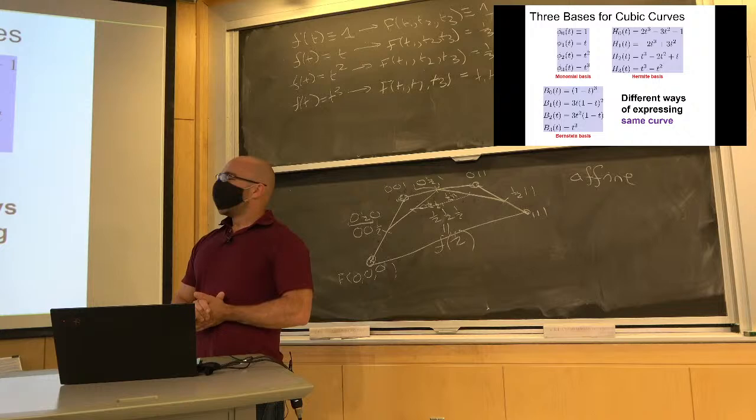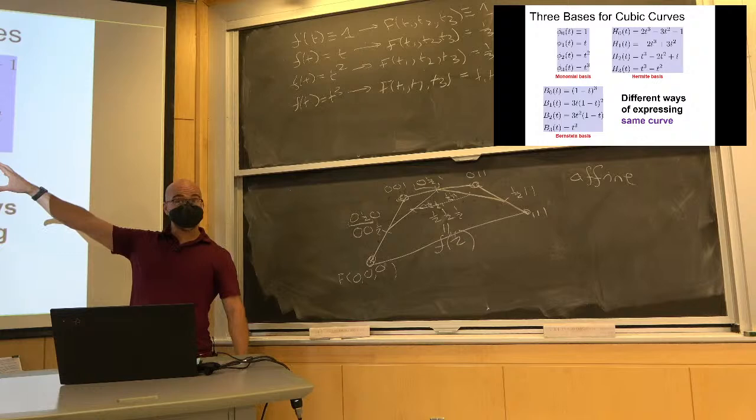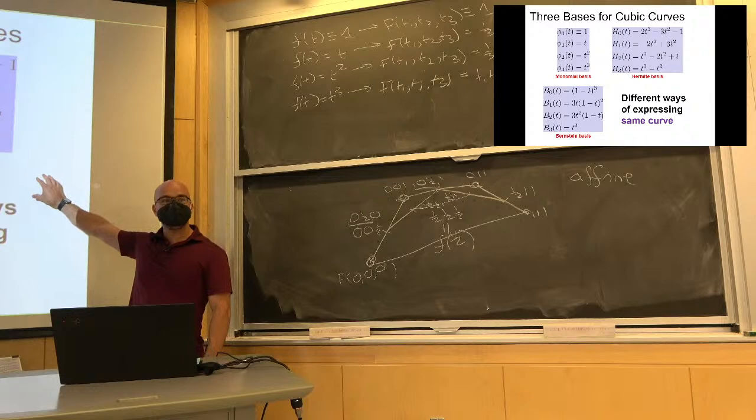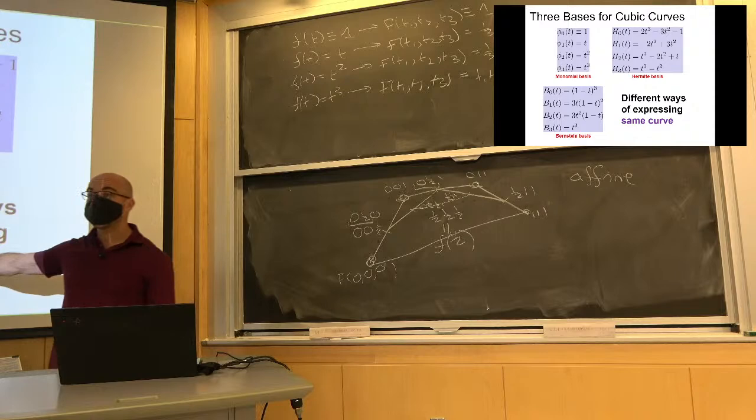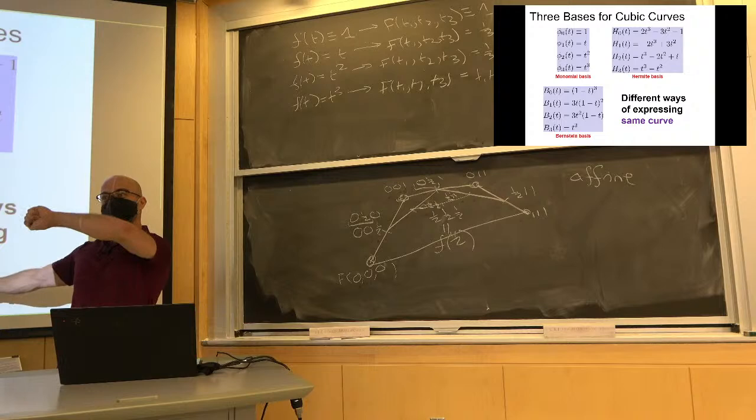Yeah, sure. So to repeat, the monomial basis is useful just for algebra stuff. The Hermite basis is useful for: given two points and two tangents, find me the curve through those two points and those two tangents. And the Bernstein basis is useful for: given four points, those cubic control points, find me the curve that is kind of inside of those four.